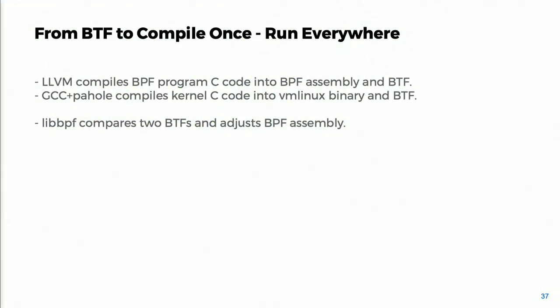The second part of this equation is the technology we call compile once, run everywhere. Now we can compile on one server, with the type information and assembly there. And on the production server, we have vmlinux, the kernel, with its own BTF information. We compare this to the program's BTF and do adjustments on the fly.